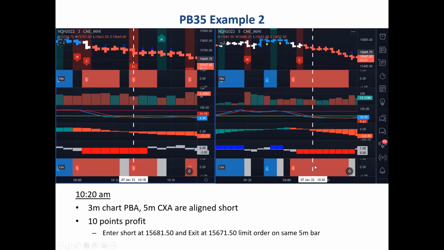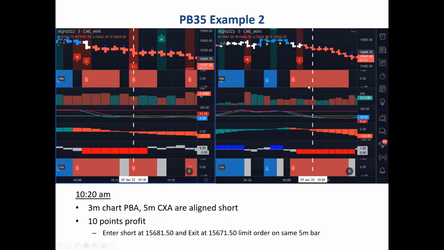So in this case, it was the 5-minute chart that prompted the entry into the trade. With a Pb35, it can either be the 5-minute or the 3-minute, whichever one is presenting the first full confirmed alignment between the 3-minute PBA and the 5-minute CXA. Whichever one is first to present a full alignment. In this case, the 5-minute 10:20 bar was the first to present that full alignment.